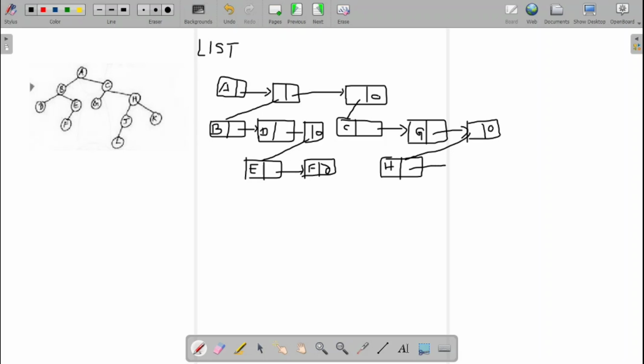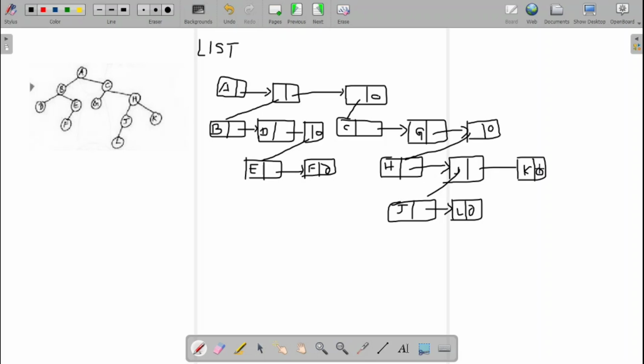It is having two children again. One is my J. J again is having one more child, that is L. And the second child for the H is K. So this is the first representation. We call this representation a list representation.